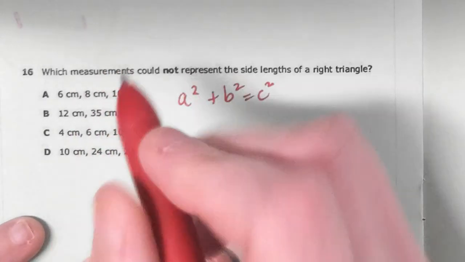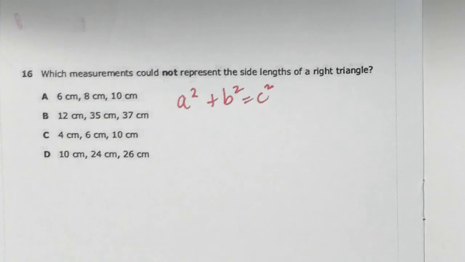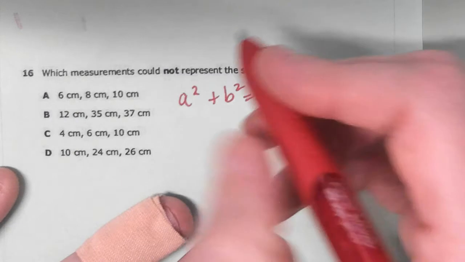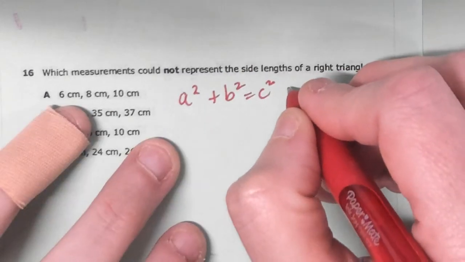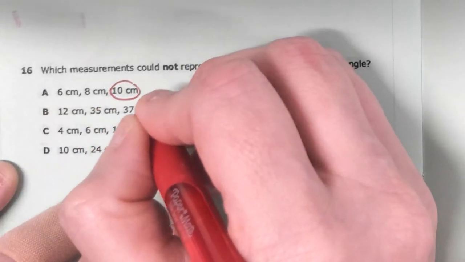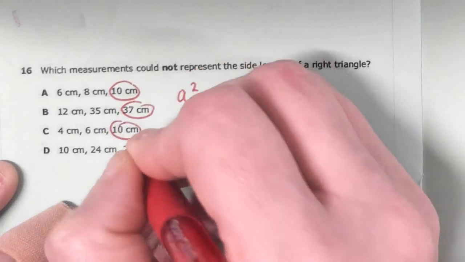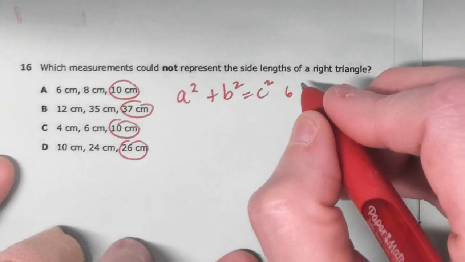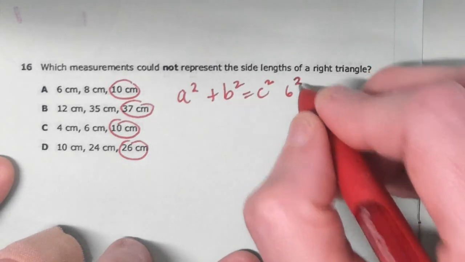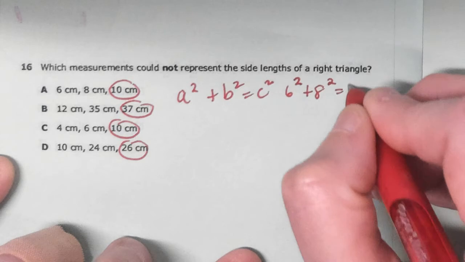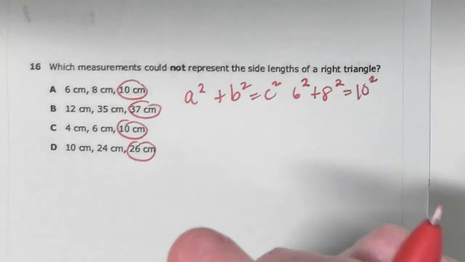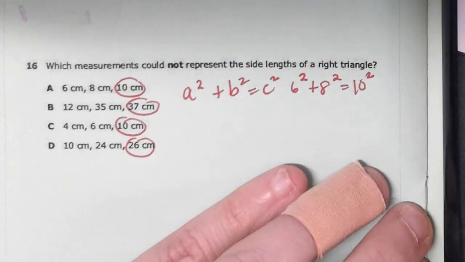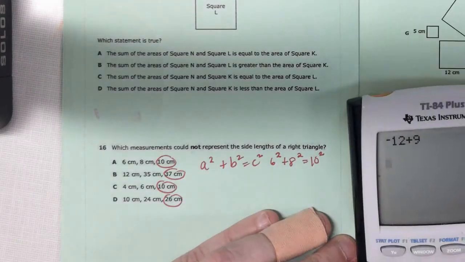We're literally going to square the 2 sides and add them together. So for this one, I'm going to circle the long one because we always identify the longest side. And for each of these, I'm going to plug them into the Pythagorean theorem. So 6 squared plus 8 squared equals 10 squared. I'm literally going to put that in my calculator, but I'm not going to do the equal sign.